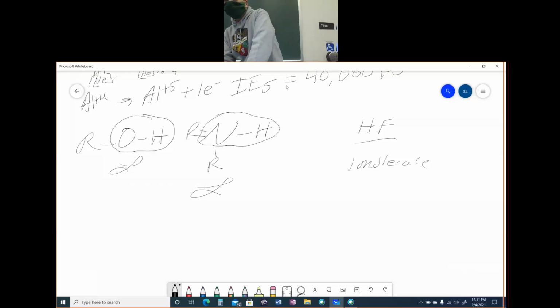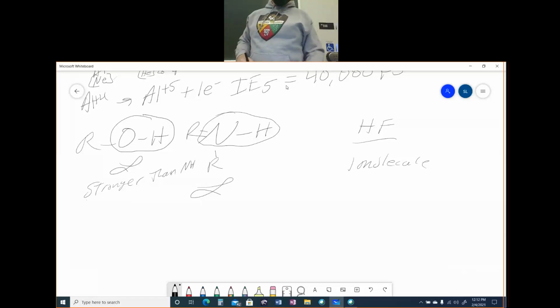And OH is a much stronger hydrogen bond than an NH. So if you had a similar alcohol to an amine, the alcohol will boil at a much higher temperature than your similar molar mass of your amine. So the OH is stronger than NH. OH, stronger than NH. And HF, we don't really worry about because it's only the 1 molecule. Right.